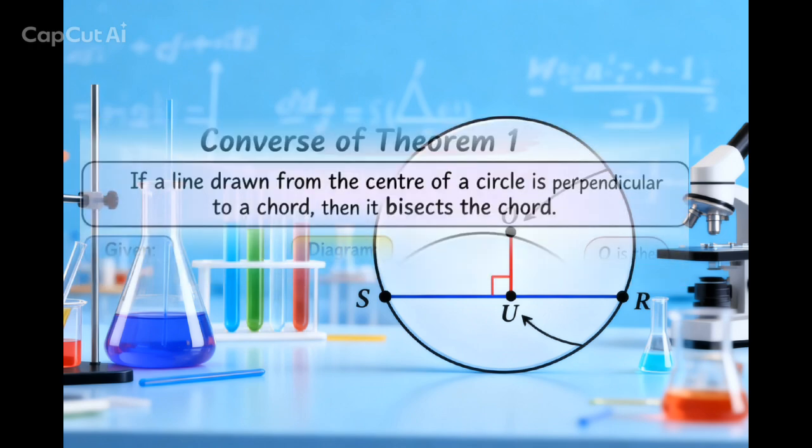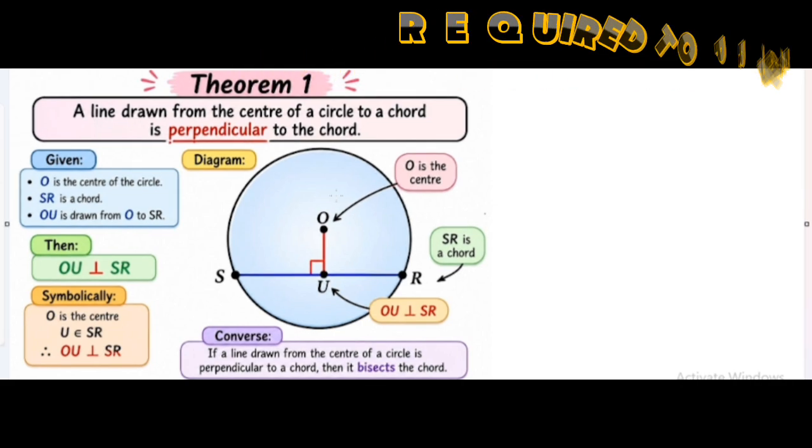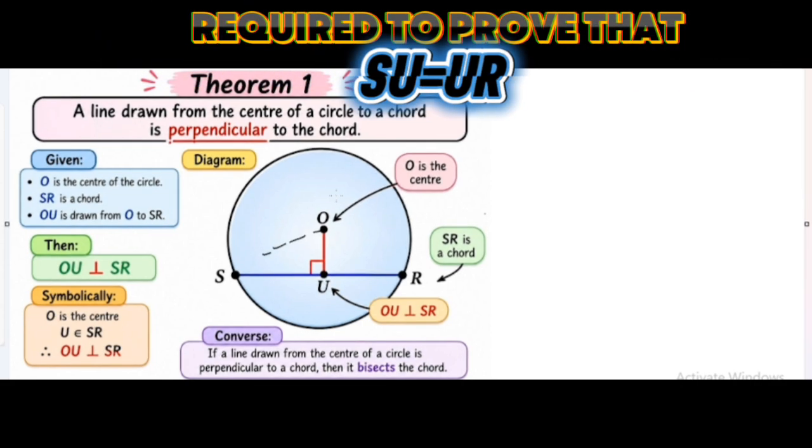The converse says that if a line is drawn from the center of a circle and is perpendicular to the chord, then this line bisects the chord. So now let's take a look at that. First things first, we're going to construct OS and also construct OR.